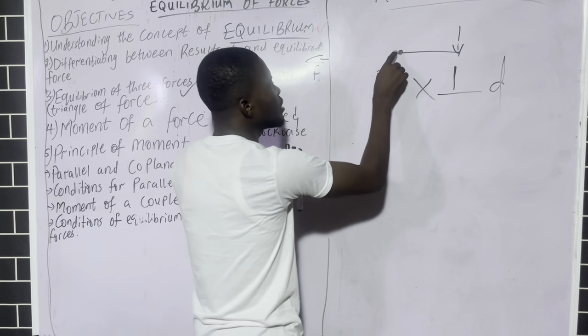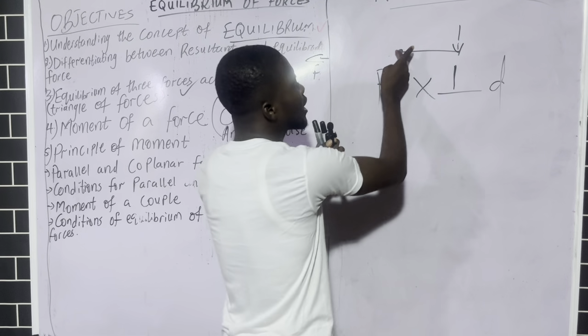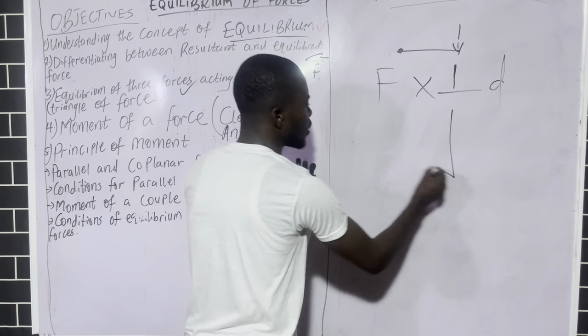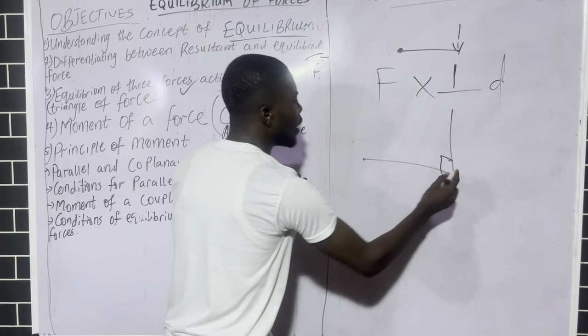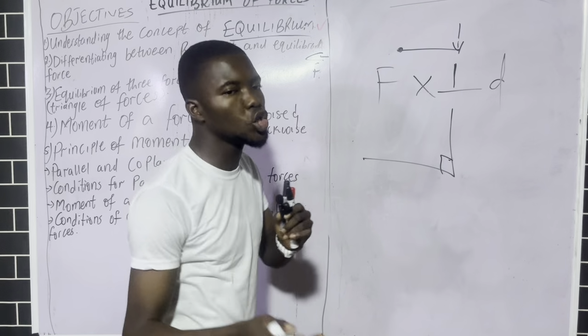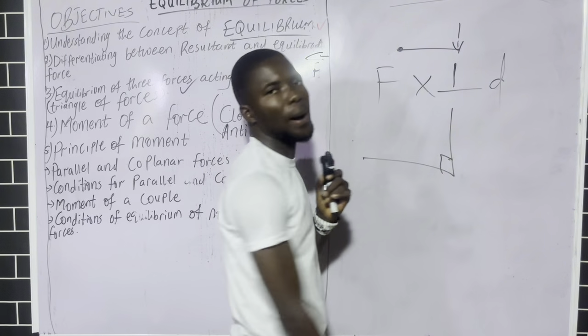There is a distance between the effect of the force and where the force is being applied. You can see the relationship between the distance and the force. Is that not perpendicular? Look at it. This is a perpendicular distance. This is why, when we are dealing with moment of a force, we do not make use of horizontal distance. Rather, we make use of the perpendicular distance.